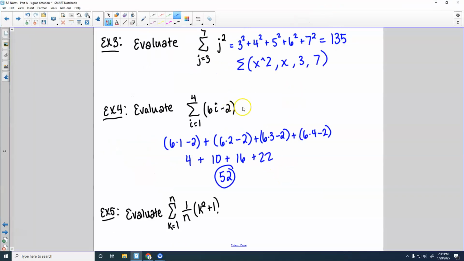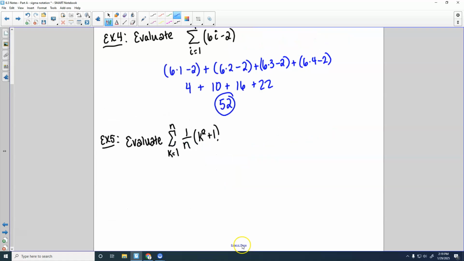So, let's look at 5. 5 is going to be different, because 5 goes from 1 to n, and k is our variable. N is actually like a number in this particular case. So this is going to be different. We're not going to be able to get a final answer for this particular problem.